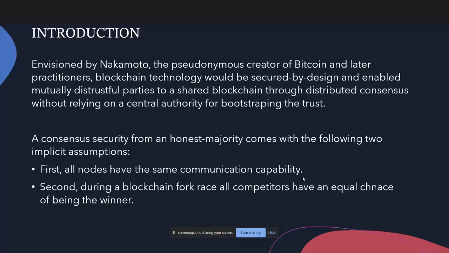Consensus security from an honest majority comes with the following two implicit assumptions. First, all nodes have the same communication capability. Second, during a blockchain fork race, all competitors have an equal chance of being the winner. But in reality, these two are very hard to happen.